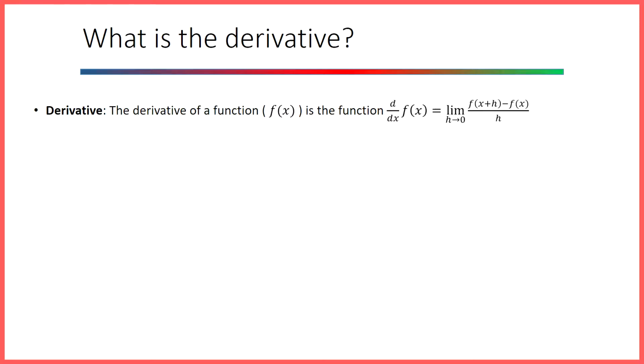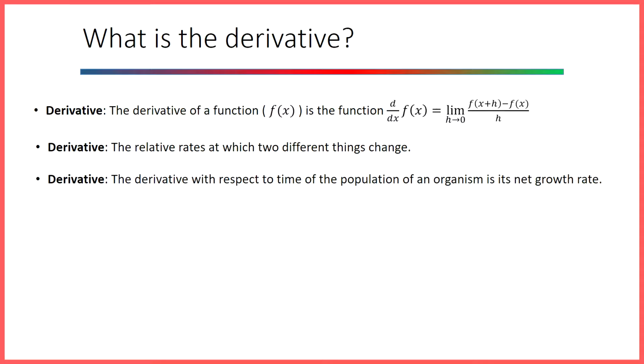But first I wanted to suggest some alternate ways of defining the derivative that may make more intuitive sense to you. For instance, we could also state that the derivative is the relative rates at which two different things change. Or in other words, it is how fast one thing changes with respect to how fast something else changes. Or we could define a derivative in the way that many biologists think of it by saying that the derivative with respect to time of the population of any organism is simply its net growth rate. Relating back to the derivative above, this is the relative rate at which the population increases or decreases in relation to the relative rate at which time passes.